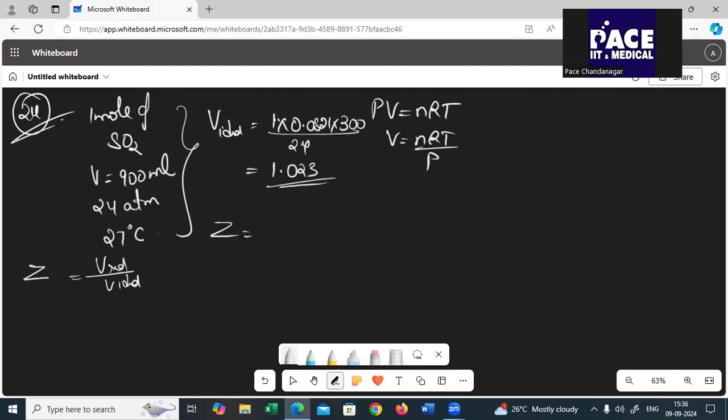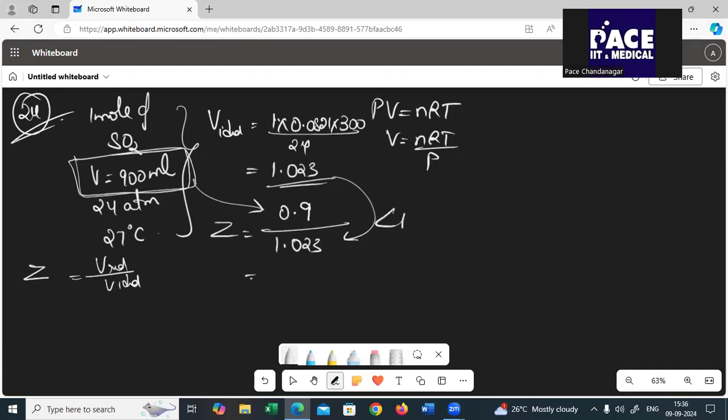Yeah, Z is equal to your V real by V ideal. V real is given to you as 900 ml. I'm taking it in liters. 900 ml is 0.9 divided by the ideal volume here, 1.023, which is less than 1. Definitely, I don't need to calculate it. Less than 1 means negative deviation. Negative deviation means they are showing attractive forces.